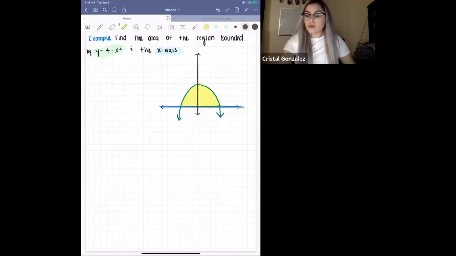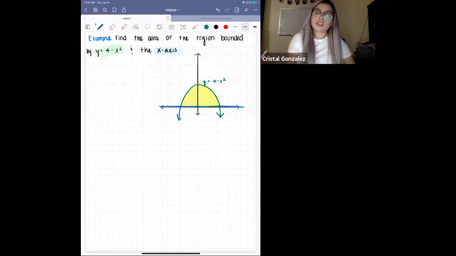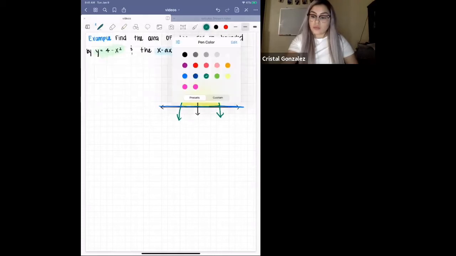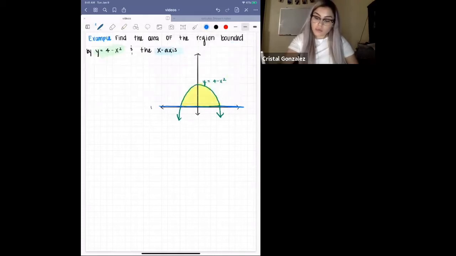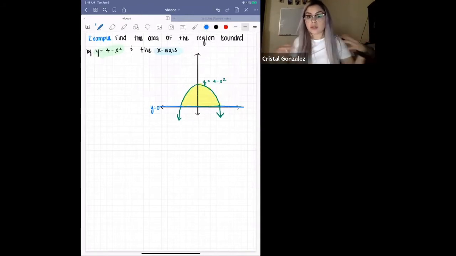So we know that our green function here is y equals 4 minus x squared because we were told so. And the line at the bottom is just our x-axis. Well, another way to write that x-axis is to write the line y equals 0. So the x-axis is the same thing as y equals 0, that horizontal line, y equals 0.